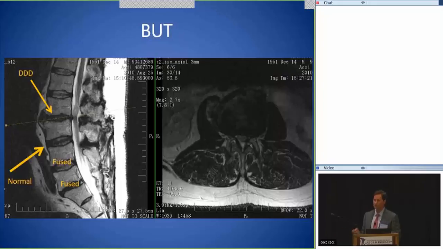If this was truly just about mechanics, this level here should have been the one that wore out, right? It's the level directly adjacent. So why did one additional level above that wear out? I don't have an answer for you.